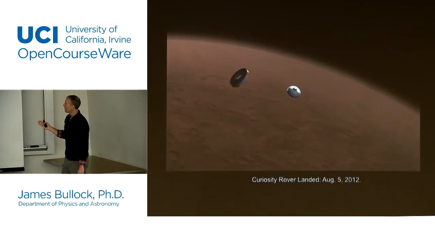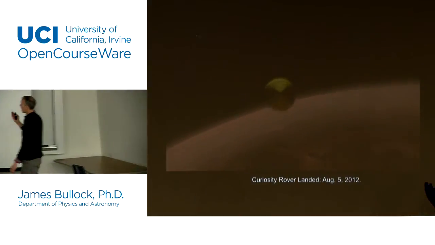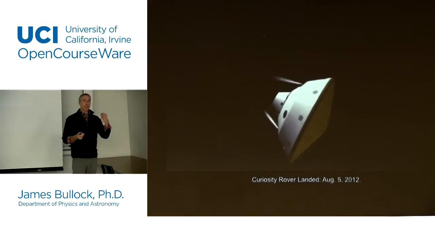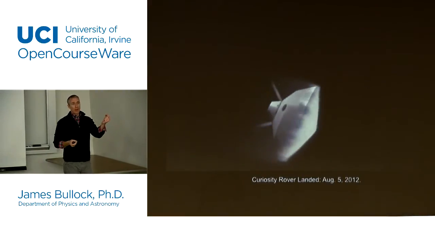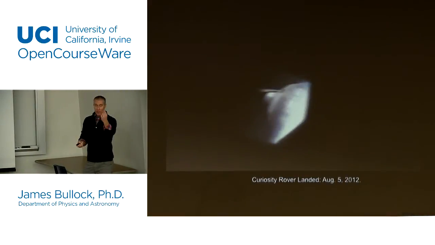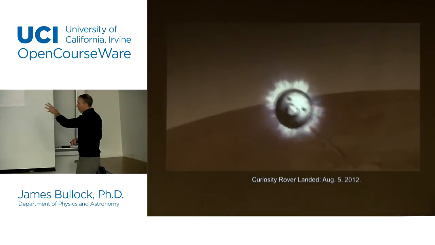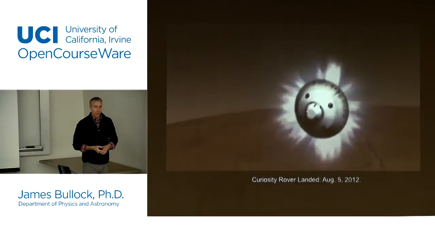So this is a movie that's going to walk you through exactly what was done. Not only did they get this thing to the planet Mars, which, if you think about it, is actually pretty amazing, that we launched something from Earth and got it to Mars. And then this is what happened. This is how the rover was delivered to the surface of Mars.